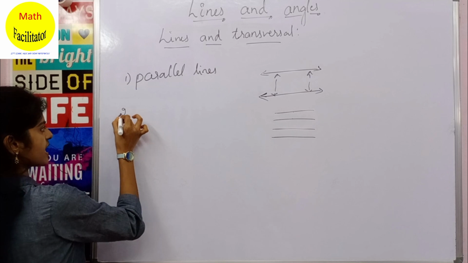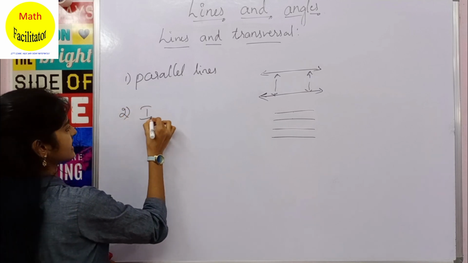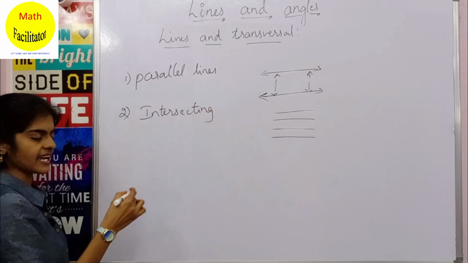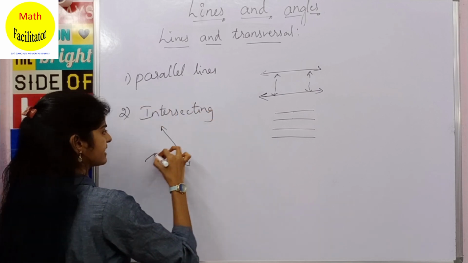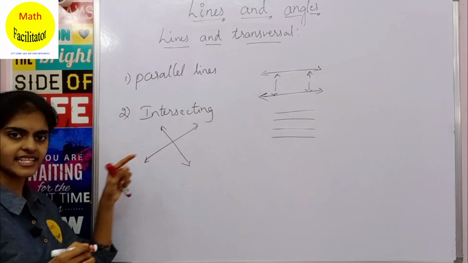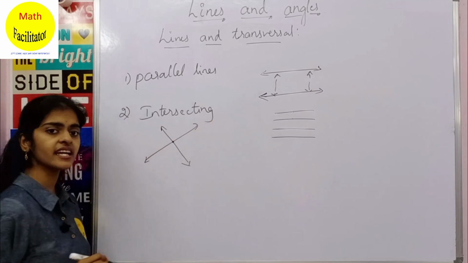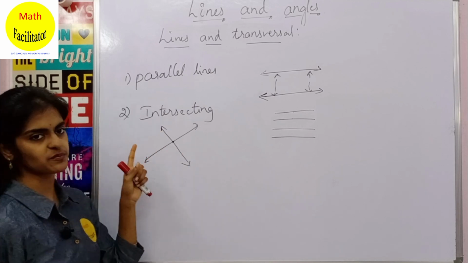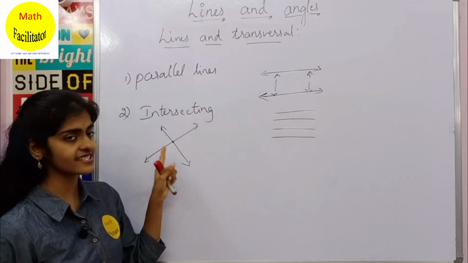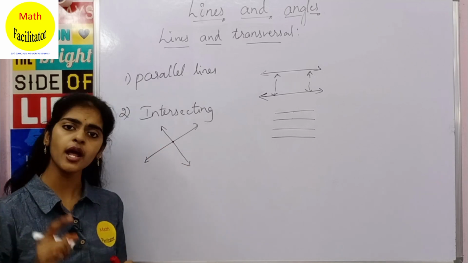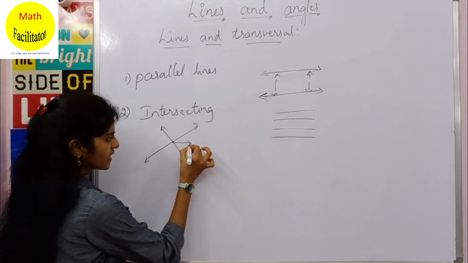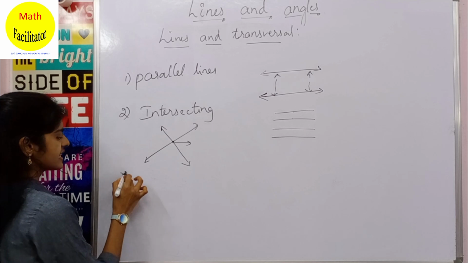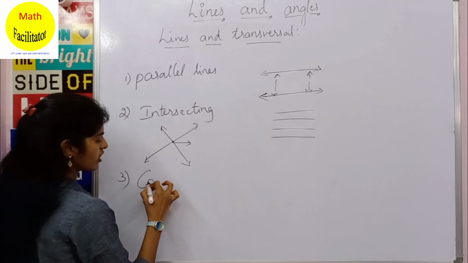The next type of lines you have learnt is intersecting lines. Now what are intersecting lines? Let us take two lines. Suppose this is one line and this is the other line. If these two lines meet at a point, these lines are called intersecting lines. So if two lines meet at a point, then these lines are called intersecting lines, and this point where the two lines are meeting is called the point of intersection. Clear?